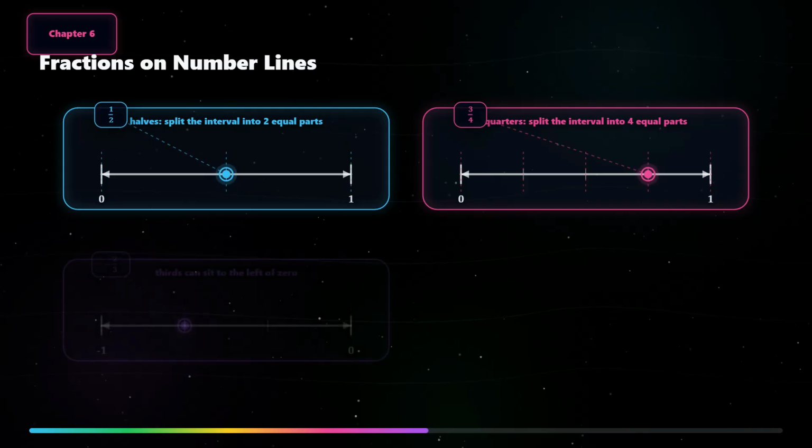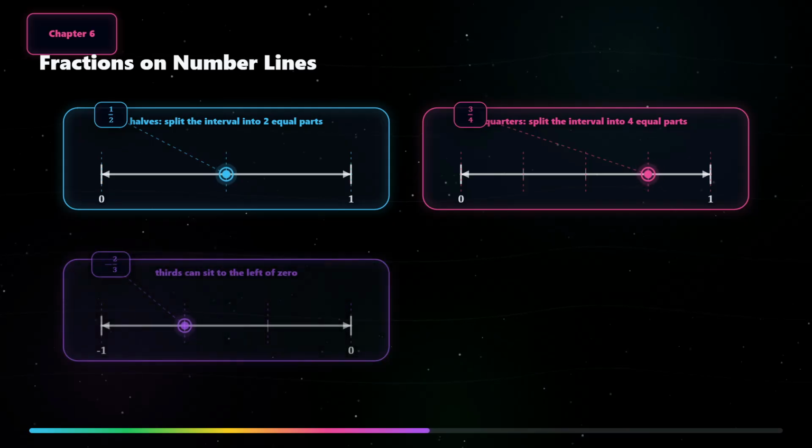Fractions can also be negative. -2/3 sits to the left of 0. The denominator is 3, so we are thinking in thirds. The numerator is 2, so we count 2 jumps. But because the fraction is negative, those jumps go to the left. -2/3 is less than 0, but greater than -1.